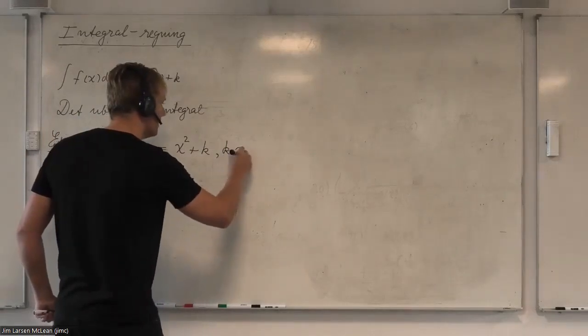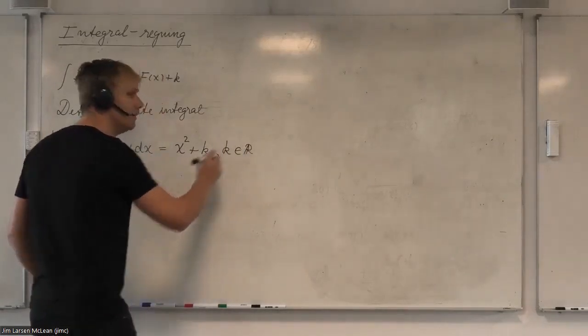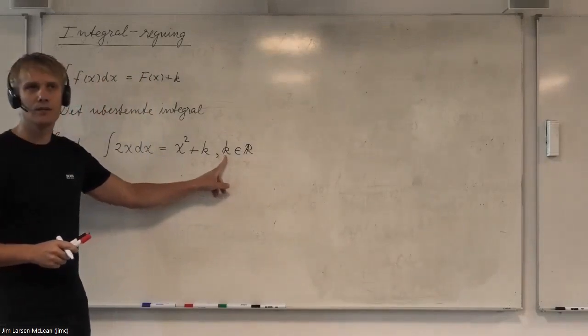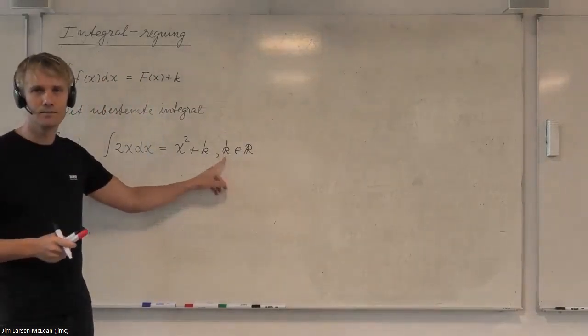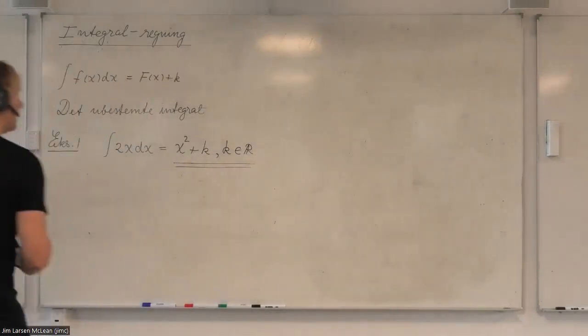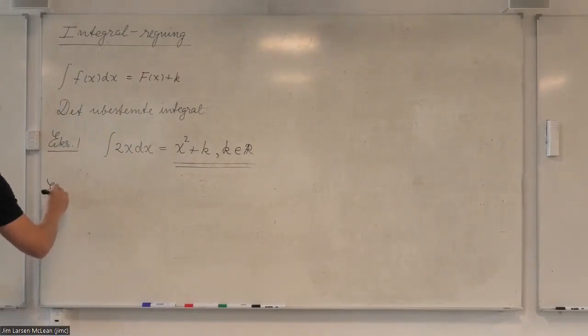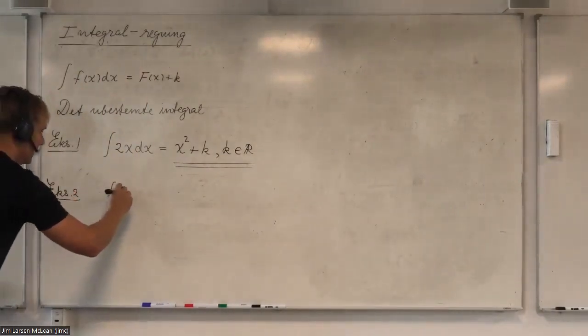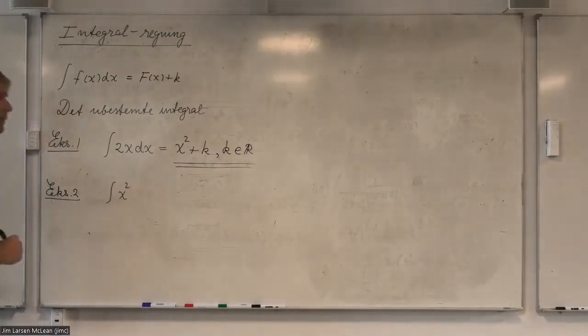So you write it like this. K can be an element of R, meaning k is any real number you can think of. All numbers work. Example 2. Let's see if we can find all functions that, when differentiated, give x squared.